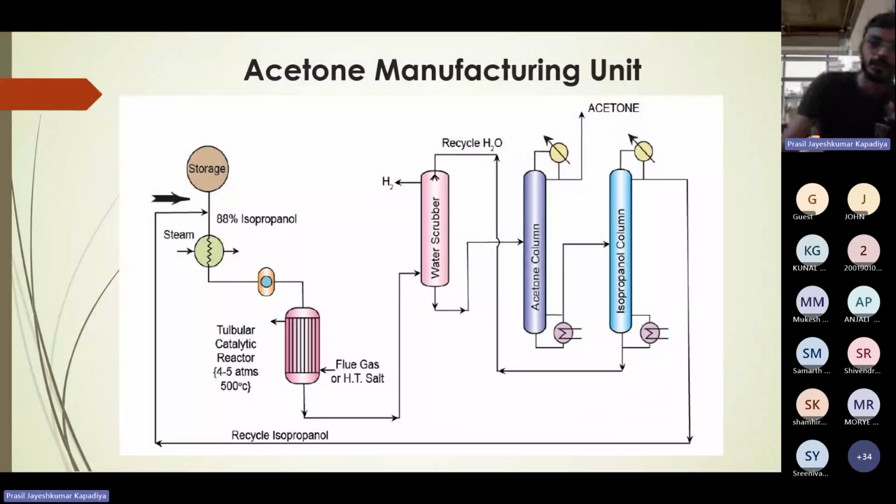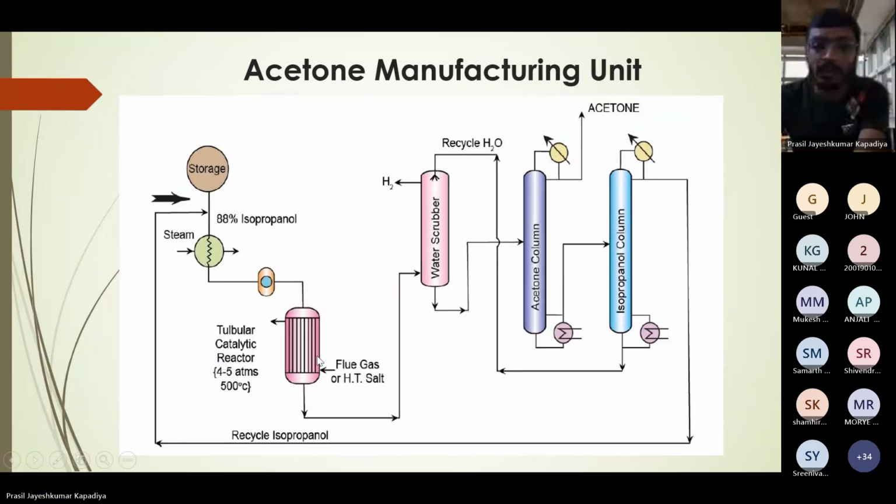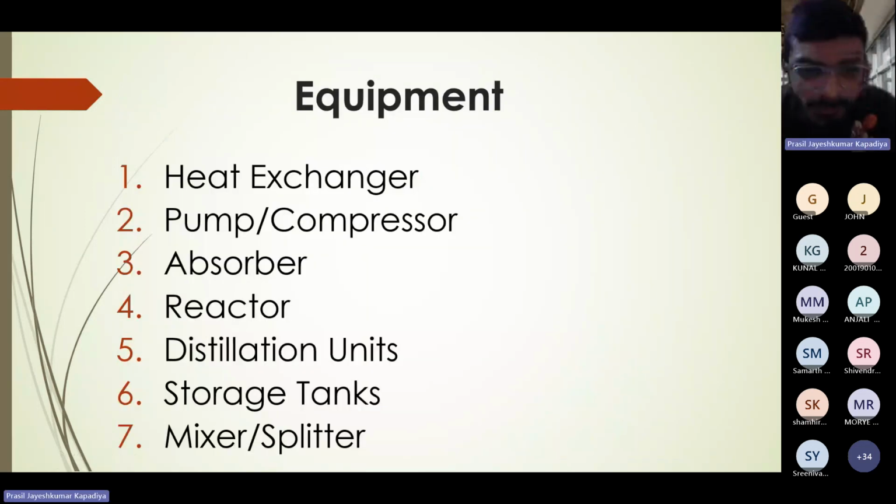Okay, now let's see what equipment we are using in this manufacturing unit. One is the heat exchanger, we can see here. Then we are using a compressor. Then there is one reactor. There is one scrubbing unit, and there are two distillation columns, plus there is one storage unit. So the equipment, first, is the heat exchanger. What does a heat exchanger do? It could increase or reduce the desired temperature.